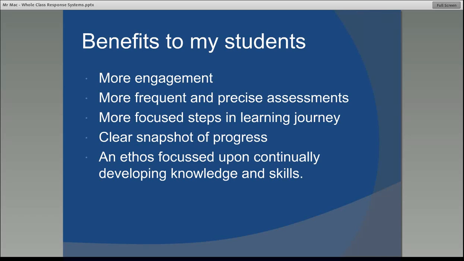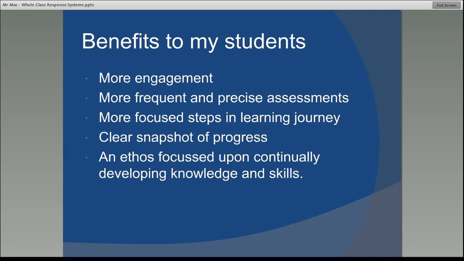And this bottom one here, I can start to see in my students an ethos focused upon continually developing their knowledge and skills. Students understand why I do these whole class responses, because I tell them that I'm doing it so I can see where they're at, so I know the next step in their learning. They don't just see it as a formality, as a task. They truly understand the process behind why I'm assessing them, why I want to know where they're at, and how that will help their learning.